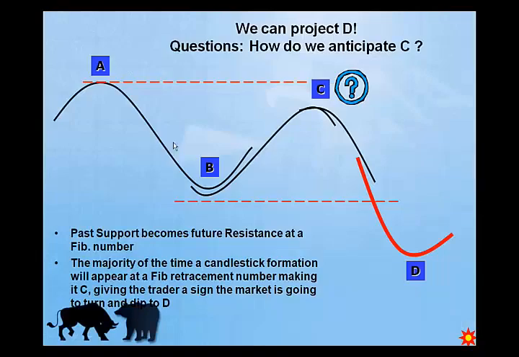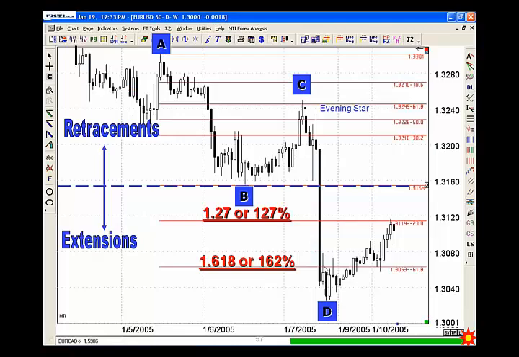Now we can see here A, B, past support becomes future resistance. How do we anticipate C? At past support, future resistance levels, and the majority of the time it's going to converge with a pivot point. It's going to give me a candlestick formation, and there's going to be a 618 or a 50 or a 382 bounce, and there's where I'm going to get in and ride it all the way to my extension.